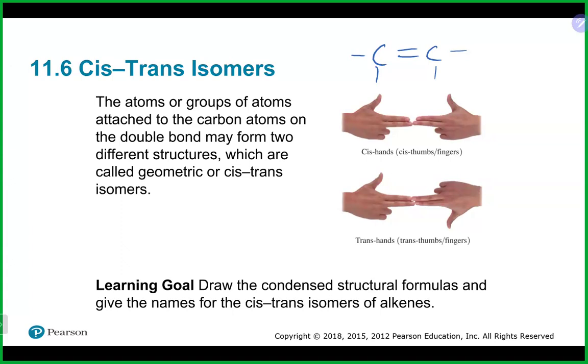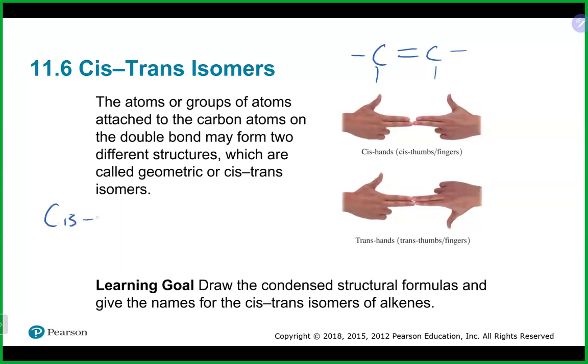When you lock in a double bond, you no longer are able to freely rotate the carbons around in a circle. They get locked into place. And that will lock whatever groups are attached to that carbon in place. They'll either be above the double bond, or they'll be below the double bond, is how you think about it. And that brings about cis or trans isomers.